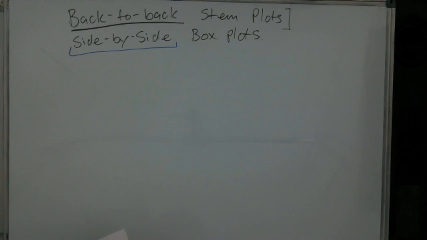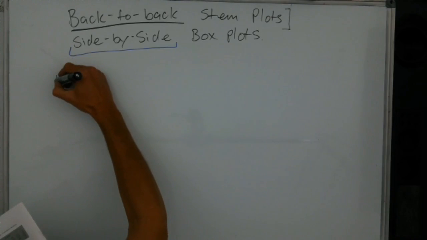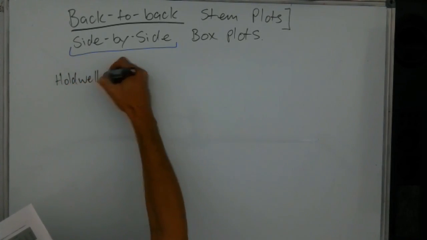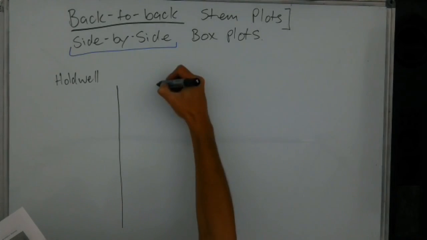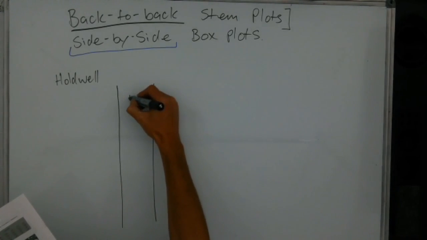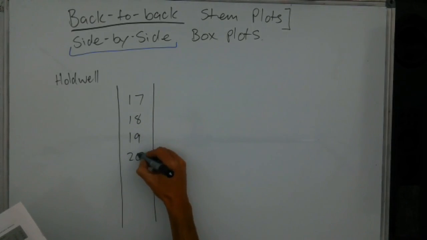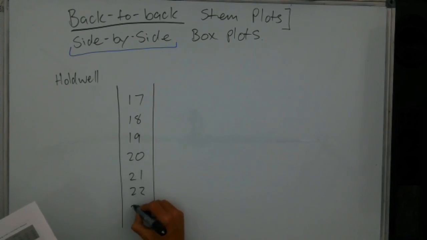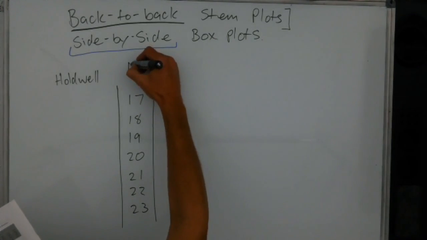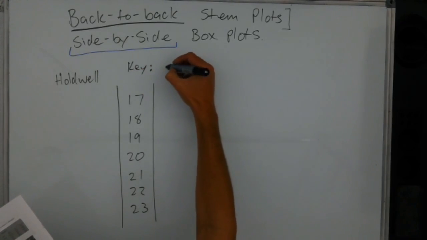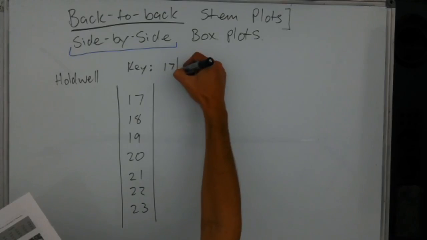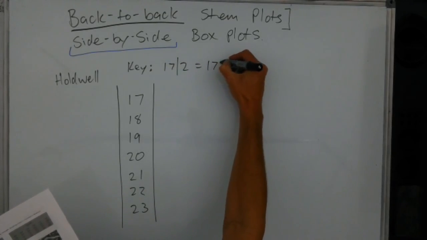I'm not going to write out the data, but I will do the back-to-back stem plot. Okay, so Holdwell, there's our 18, 19, 20, 23. So the key is 1, 7, line 2 equals 172.